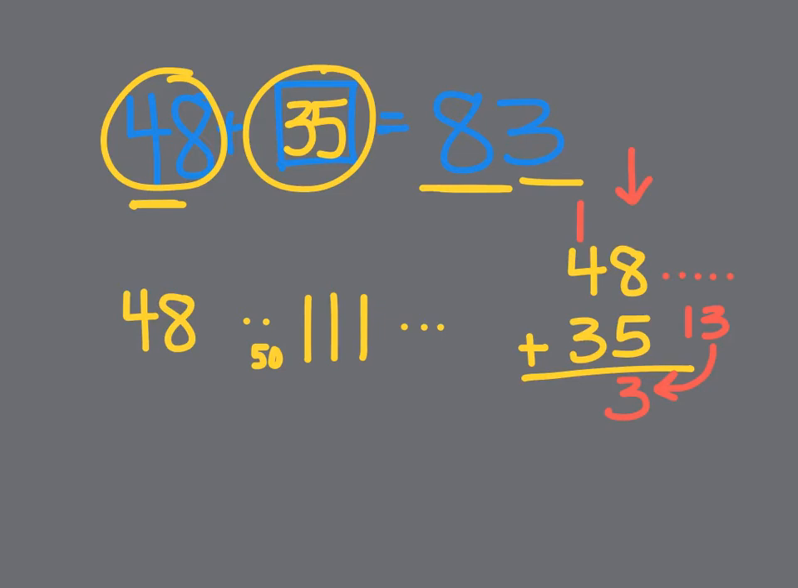1 plus 4 plus 3. So 4 plus 1 and then 3 more. 4, 5, 6, 7, 8. So 4 plus 1 plus 3 is 8. 83. And I see I did the correct math because I have the same answer. 48 plus 35 does equal 83. Let's do another example.